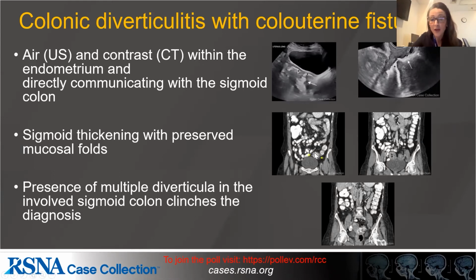Although there are inflammatory changes in the bowel on CT, there is preservation of the typical mucosal folds, which leads you away from inflammatory bowel disease. The presence of multiple colonic diverticula and the history of fecal vaginal discharge clinches the diagnosis. This is in fact diverticulitis resulting in a fistula.